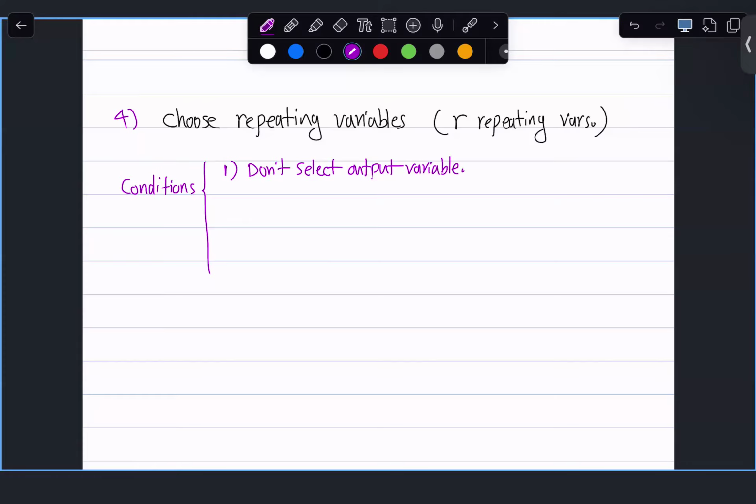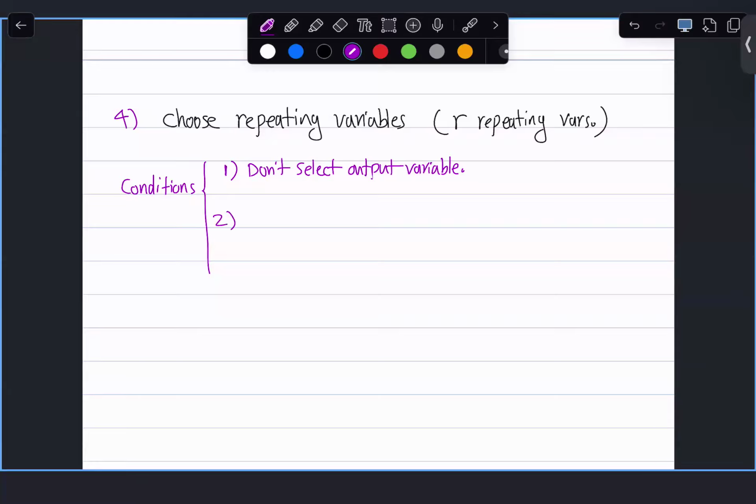So for example, in this problem that we're looking at, FD is not a good choice. It won't break it if you choose it. It could still work, but it doesn't really make sense. You want the output variable to be separate from the repeating variables.